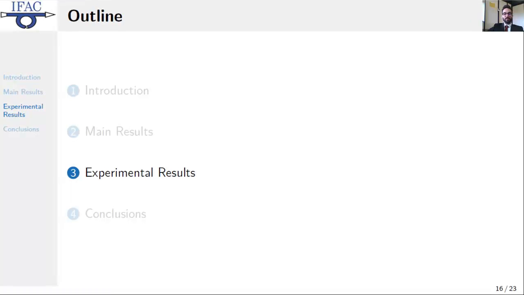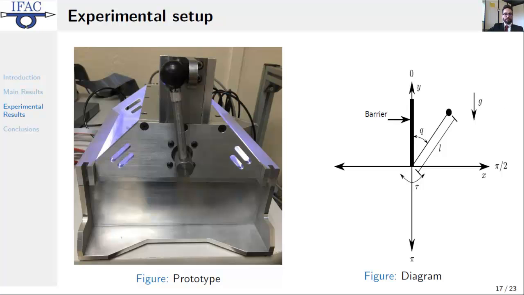Now that we have presented the solution to the control of a hybrid mechanical system with unilateral constraints, we are in a position to give our experimental results. The experimental setup consists of this simple pendulum and this unilateral constraint. The system hits this constraint as is shown here in this diagram. We have a barrier, we have the origin in the upper part of the system, and the dynamics is described by position and velocity of the pendulum.